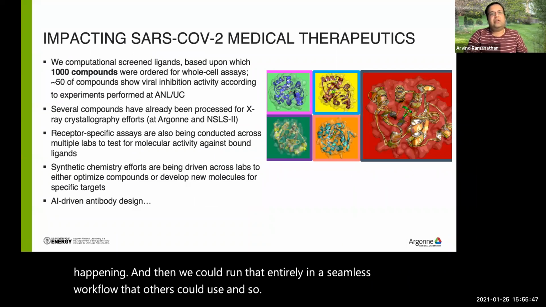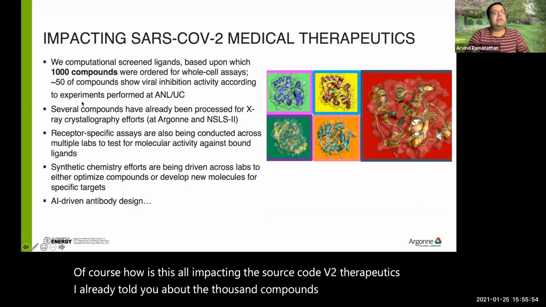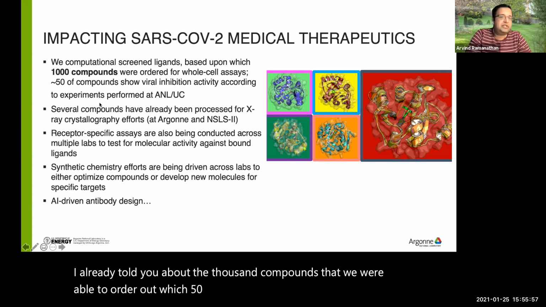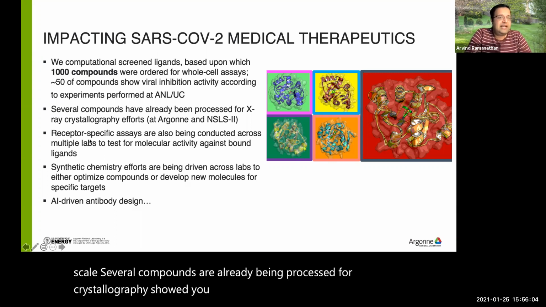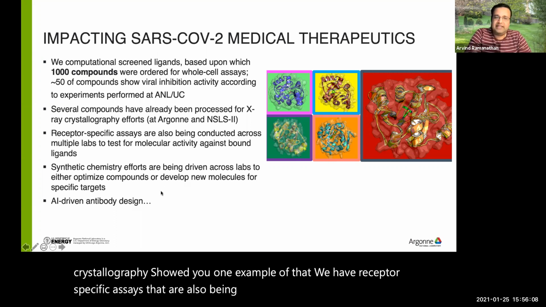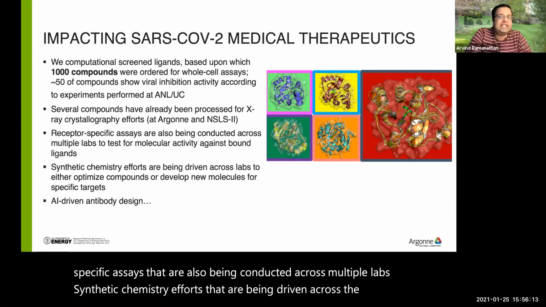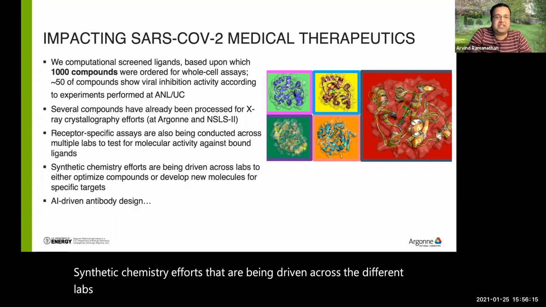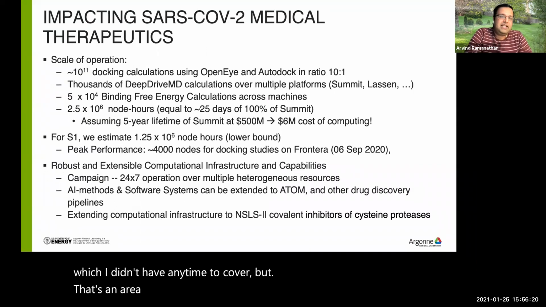Of course, how is this all impacting the SARS-CoV-2 therapeutics? I already told you about the 1,000 compounds that we were able to order, of which 50 actually show viral inhibition at scale. Several compounds are already being processed for crystallography. I showed you one example of that. We have receptor-specific assays being conducted across multiple labs, synthetic chemistry efforts being driven across the different labs, as well as AI-driven antibody design, which I didn't have any time to cover, but that's an area of interest that we are currently working on.